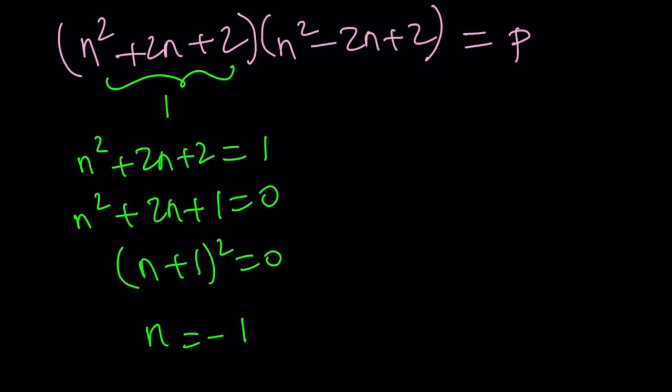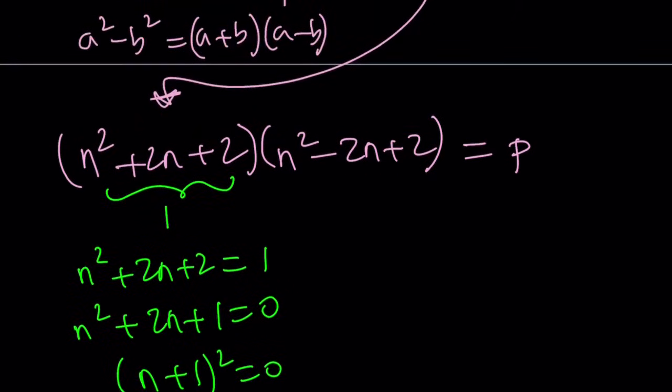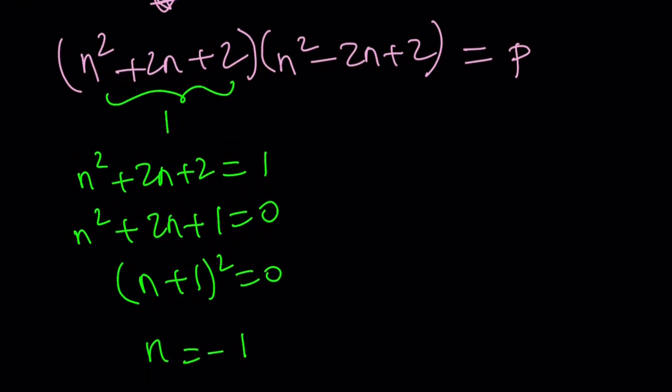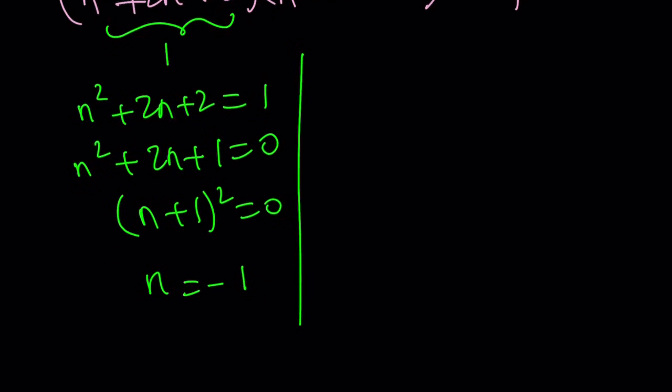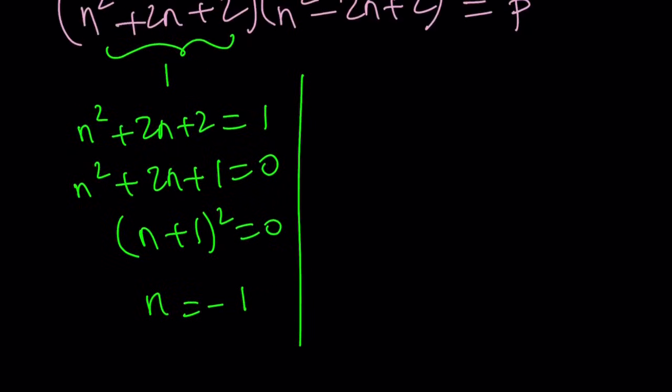So can n equals negative 1 be a solution? Yes. If we're looking for integer solutions for n, negative 1 is okay. If we're looking for positive integers, it's not okay. So let's go ahead and look at the other case. If this is 1, then this needs to be a p, right? We don't care about the p, but is that really going to be a prime number? Let's go ahead and check. If n is equal to negative 1, the second factor is n squared minus 2n plus 2. That is going to be 1 plus 2 plus 2, and that is going to be 5. Okay, great. And 5 is a prime number, so we're all good.